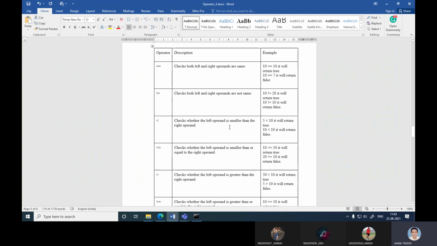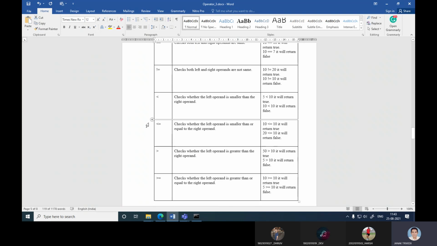Then less than: check whether the left operand is smaller than the right operand. So let's check 5 less than 10. Yes, it is true. So it returns true. And 10 less than 10 is false. Then less than or equal to: check whether the left operand is smaller than or equal to the right operand. In this case, 10 less than equal to 10 will return true, and 20 less than equal to 10 will return false.